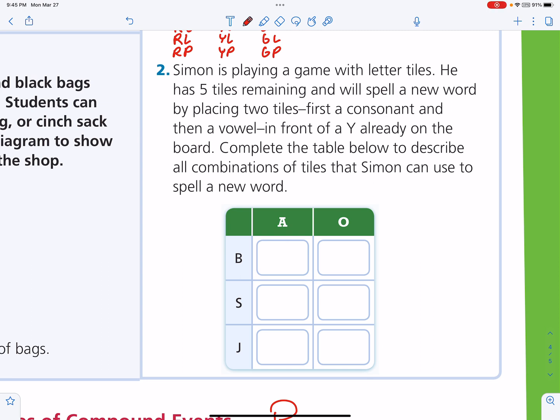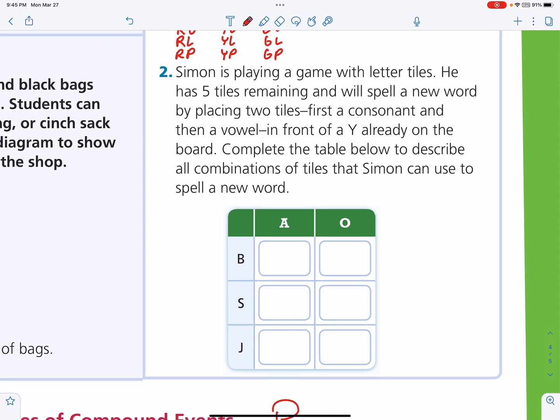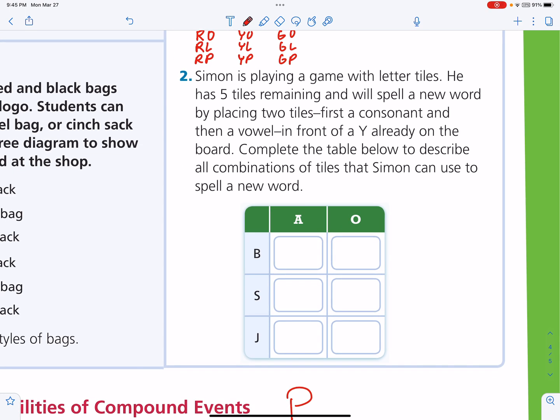And so we have a B and an A, like this. We have a B and an O. We have an S and an A, an S and an O, a J and an A, a J and an O. Okay. And so let's reread and see what the question is.